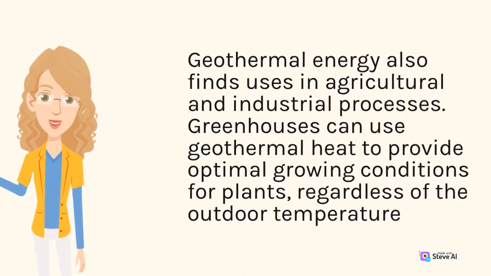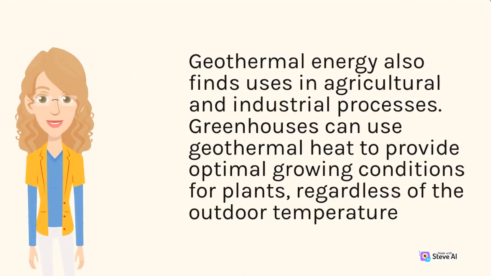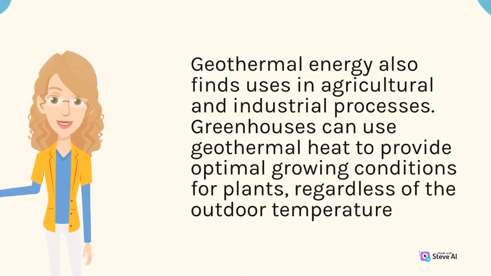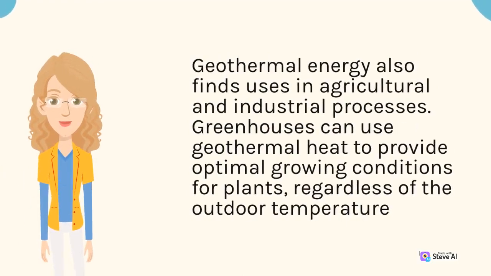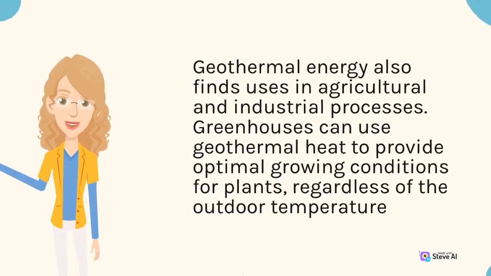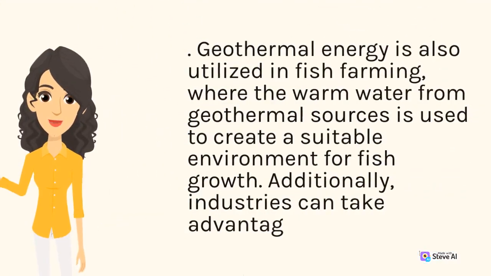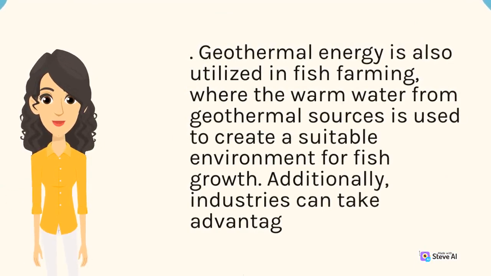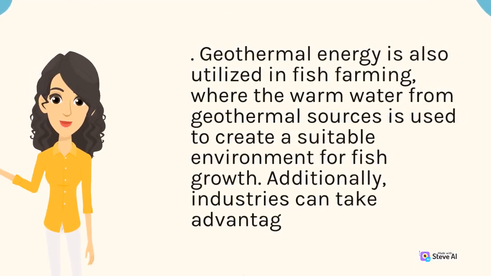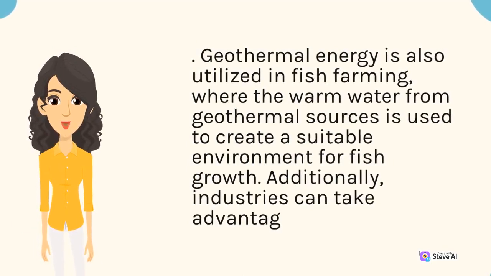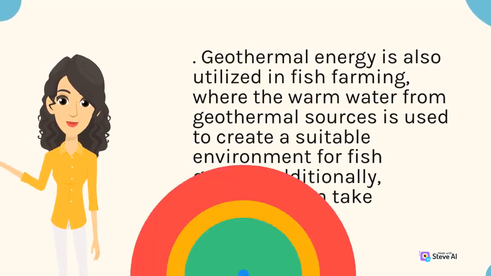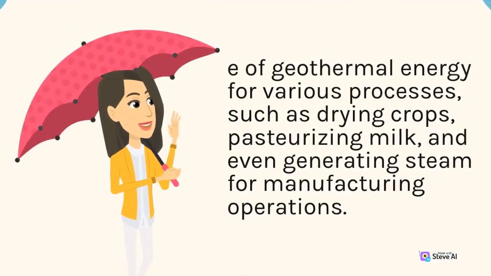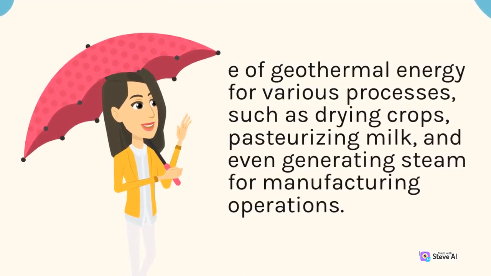Geothermal energy also finds uses in agricultural and industrial processes. Greenhouses can use geothermal heat to provide optimal growing conditions for plants, regardless of the outdoor temperature. Geothermal energy is also utilized in fish farming, where the warm water from geothermal sources is used to create a suitable environment for fish growth. Additionally, industries can take advantage of geothermal energy for various processes, such as drying crops, pasteurizing milk, and even generating steam for manufacturing operations.